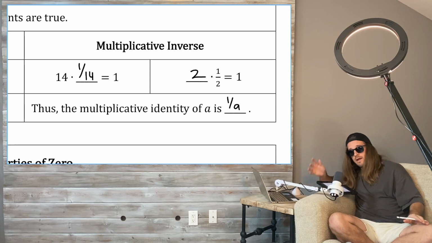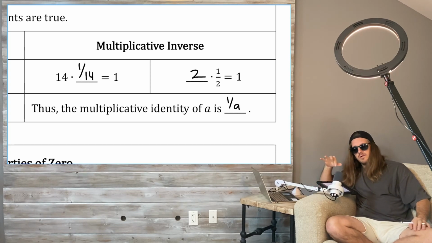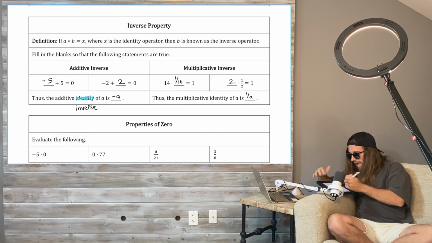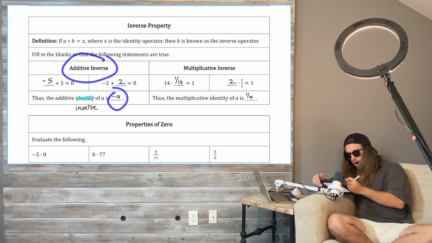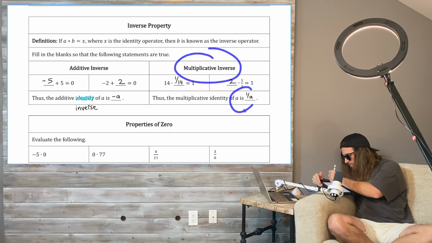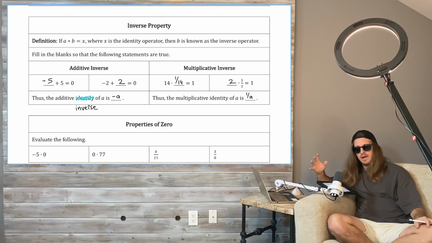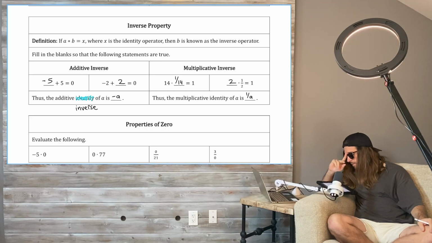And there's a word for that. That is called the reciprocal, right? So the additive inverse will be the opposite, but the multiplicative inverse will be the reciprocal, right? So that's the relationship there.